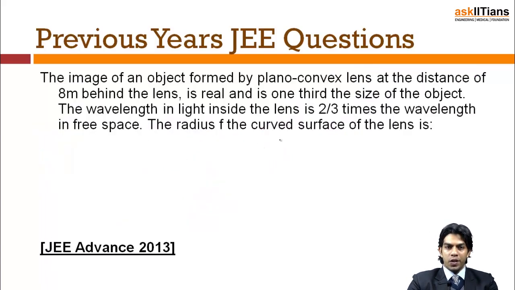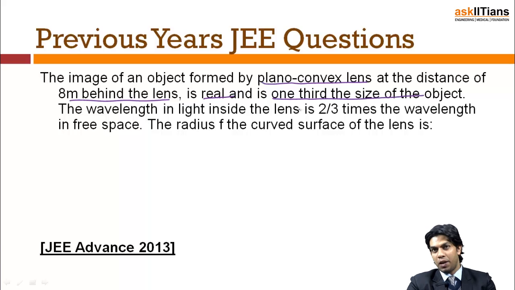Moving on to the fourth question. An image of an object formed by a plano-convex lens at a distance of 8 meters behind the lens is real and is 1/3 the size of the object. So the magnification is given and where it's formed is also given. The wavelength of the light inside the lens is 2/3 times the wavelength in free space. Now from this, I'm getting information about the refractive index.